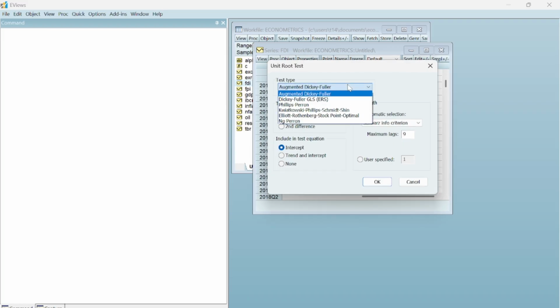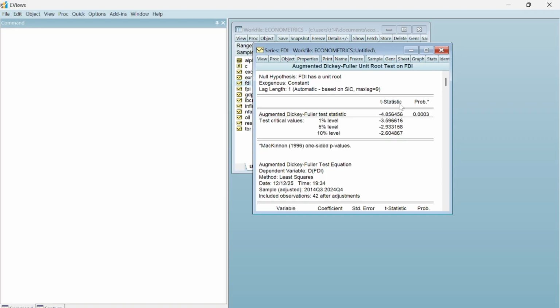Now you have the Augmented Dickey-Fuller test, the Dickey-Fuller GLS, the Phillips-Perron, the Kwiatkowski-Phillips, the Elliott-Rothenberg, and the Ng-Perron. But we use the Augmented Dickey-Fuller test because, well, I won't use the word simple, but it is based on time series and is okay to use. The Phillips-Perron is also okay. You can use the two to check if your variable is stationary or not at a particular level. So when we use the Augmented Dickey-Fuller at level, you click on OK.